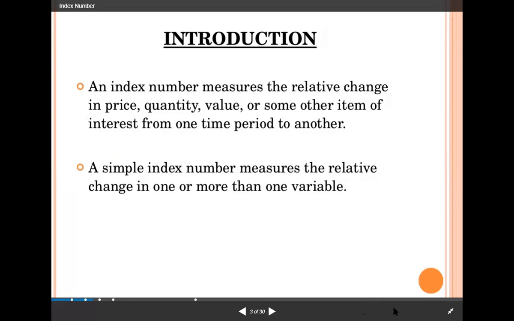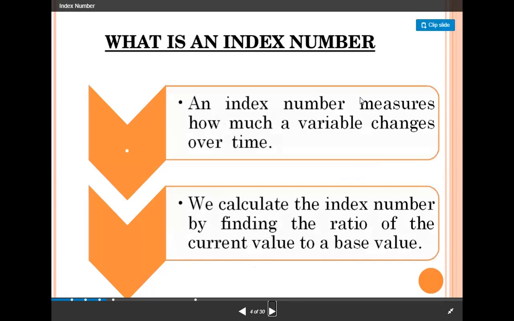See here, the index numbers are used to observe the relative changes in the prices, or according to quantity, or according to different values. A simple index number measures the relative change in one or more than one variables. For example, now I have to compare the price of any commodity from last year to the present year. Then we observe what changes are there. That is called a relative change. Then what is an index number?